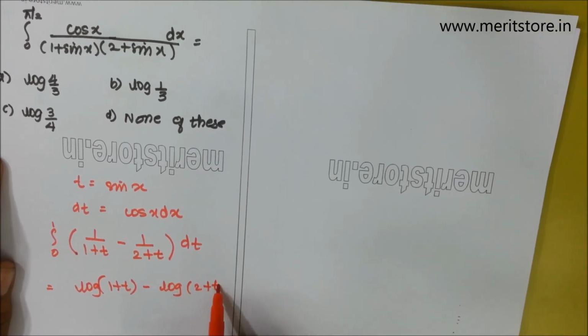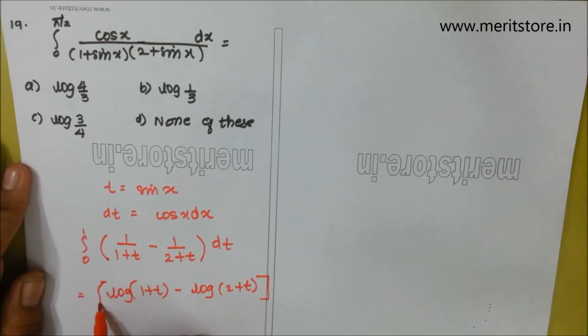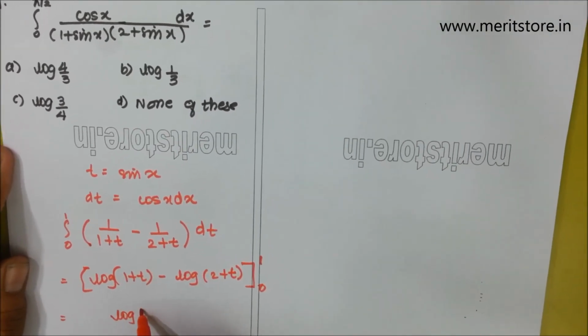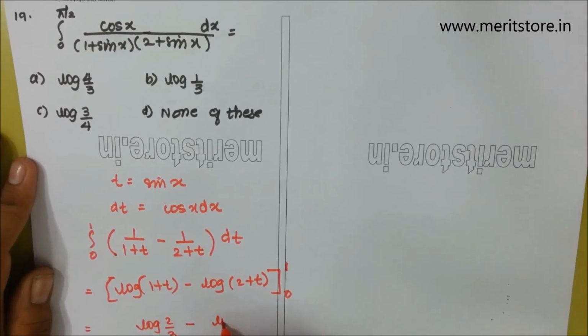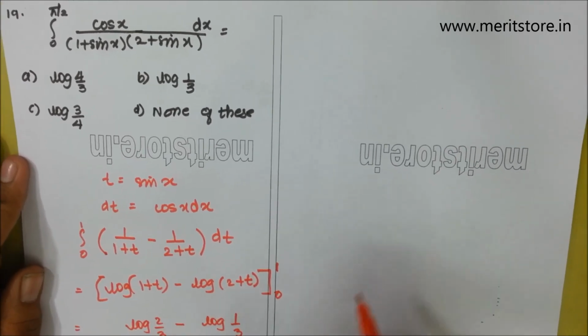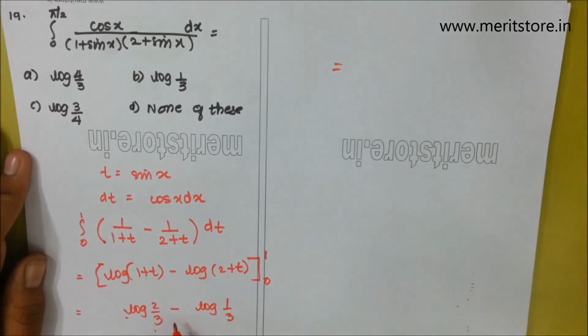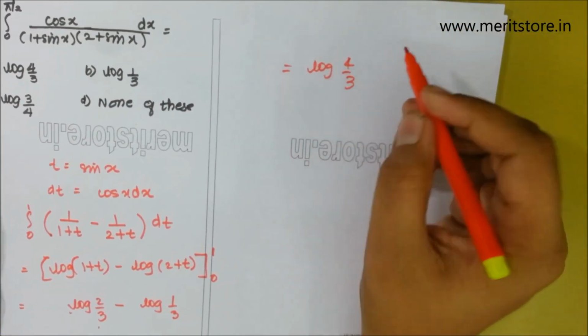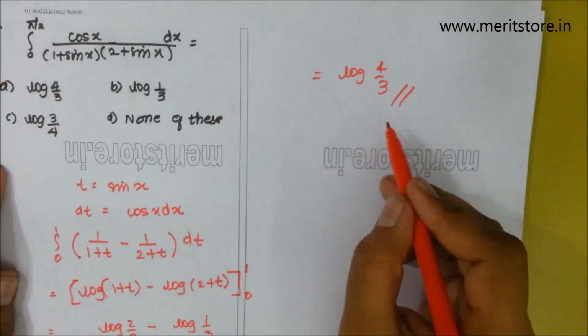which will give us log of 1 plus t minus log of 2 plus t, and our integral was from range 0 to 1, which will give us log of 2 by 3 minus log of 1 by 3. After solving this, log of 2 by 3 minus log of 1 by 3, we are left with log of 4 by 3. So option A is the correct answer.